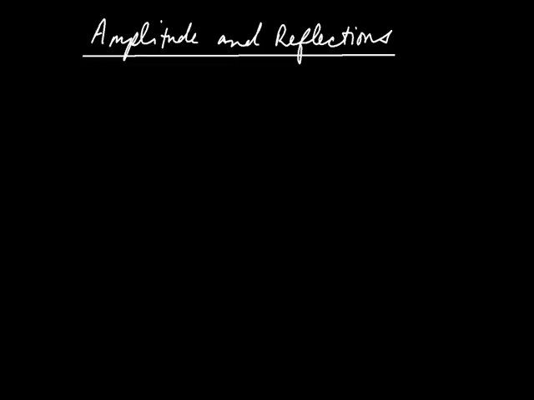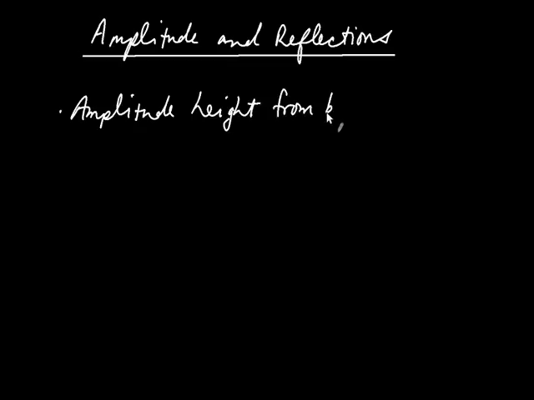In this video for trig, we're going to talk about amplitude and reflections. So amplitude is basically the height of a wave. All we mean by that word is the height, let's say from the baseline. And we'll see what this means in a second.